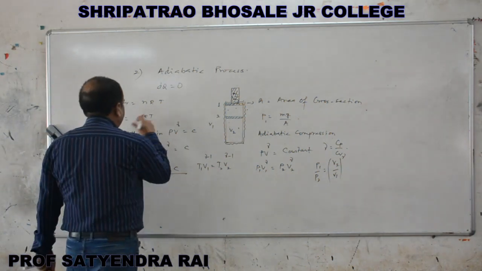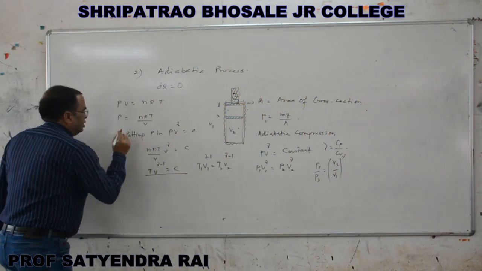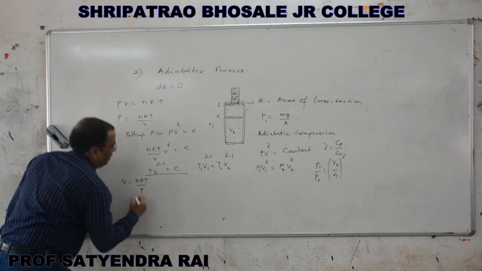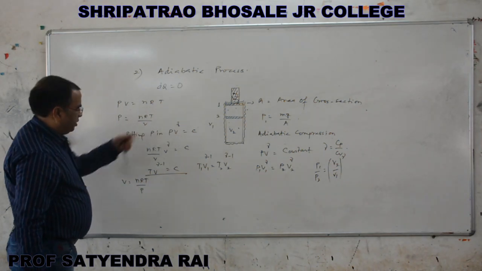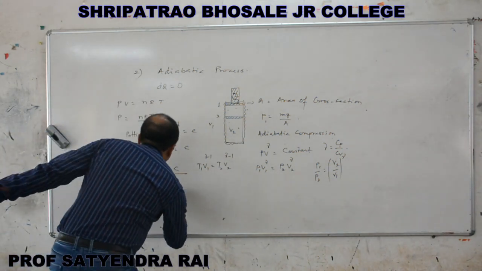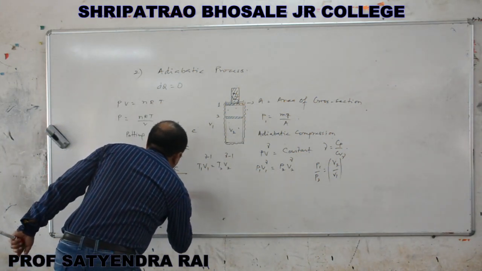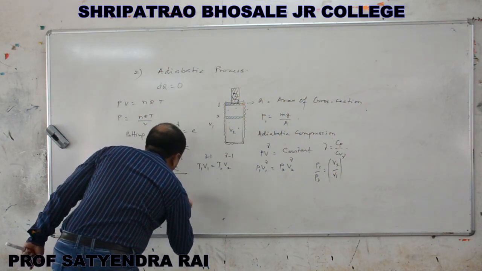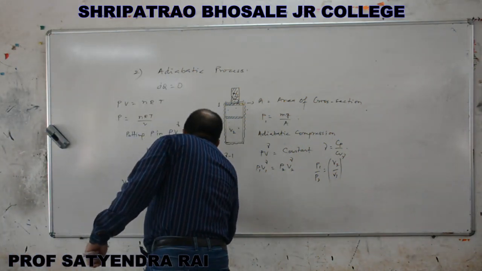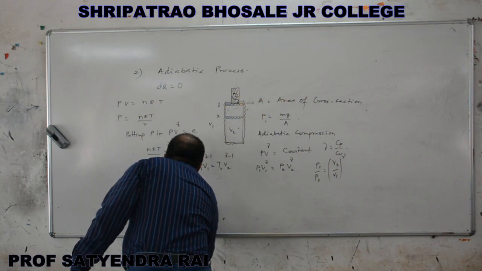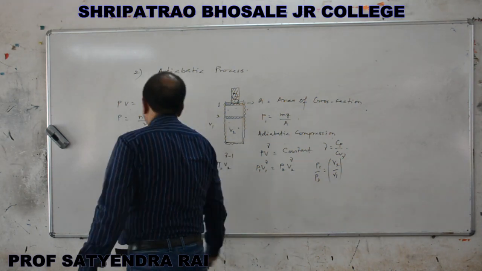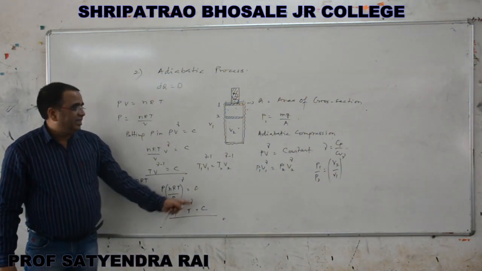This kind of cases are there. I can replace V also from here. Suppose we have PV equals nRT, and so V is equal to nRT upon P. And putting this in this equation, in place of V, I can write down this as P into nRT upon P whole to the power gamma. And this is constant. We can write P to the power 1 minus gamma into T to the power gamma. This is a constant. This is the relation between the pressure and temperature of the gas in adiabatic process.